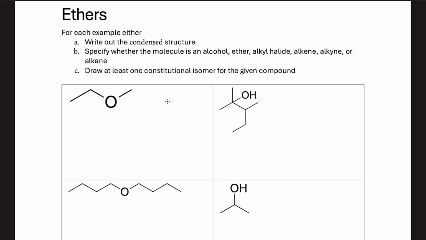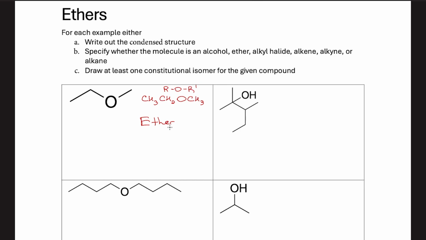Number 1, to write out the condensed structure, I know at the end I have CH3. Next I have CH2. Then I have that O, that oxygen. And then my terminal carbon on the other side is also a CH3. And so looking at this, it follows that ROR' general structure, and so this is definitely an ether.